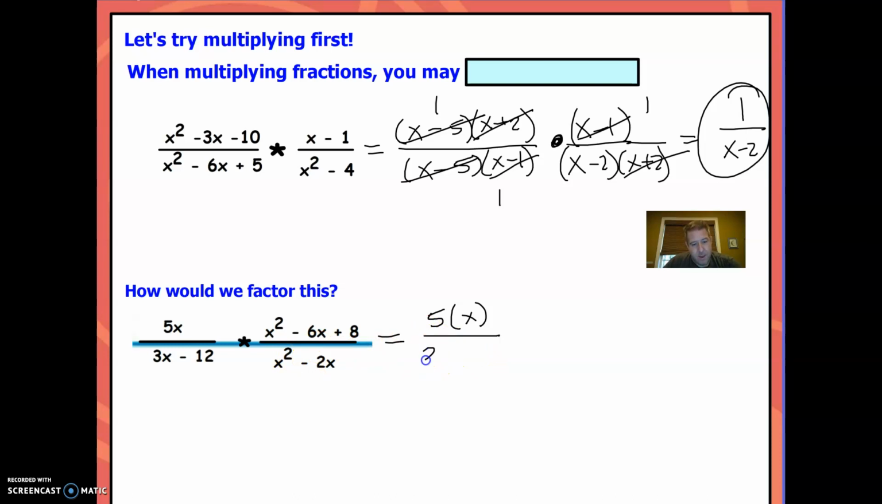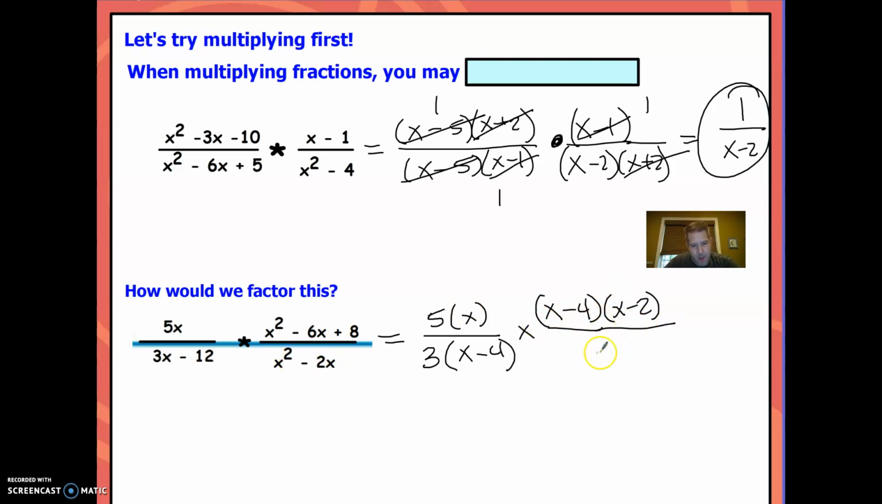3x minus 12 have a common factor of 3, which leaves me with x minus 4. This is here. 3 times negative 4 is negative 12. It's the same thing. I just factored out the 3 and multiplied it by, not sure why I put equals. All right, guess I'm going to have to erase. All right, there we go. So multiplied by, and over here we have x minus 4 times x minus 2.